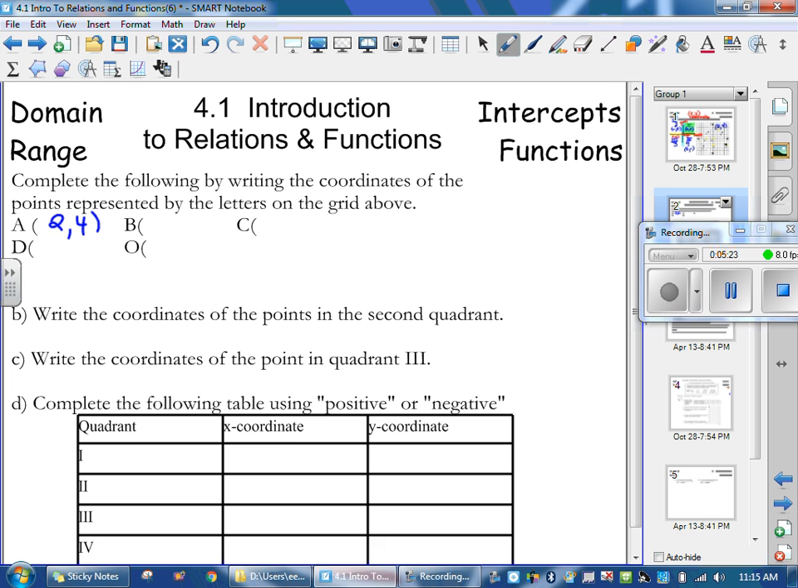Okay, well, X goes first. He went left. How far left did he go? 3. So -3. The negative tells us he went left. But he didn't go up or down, did he? So we put 0 there. Okay, he didn't go up or down.